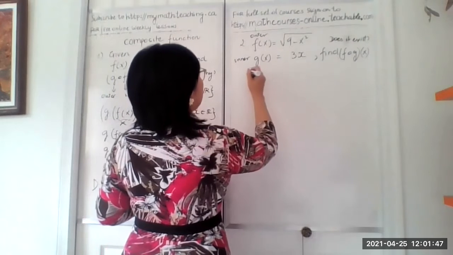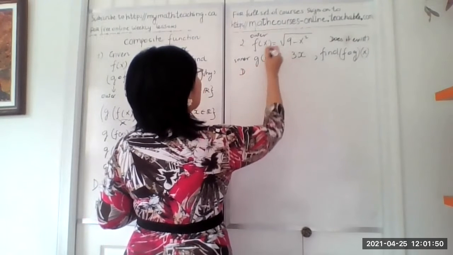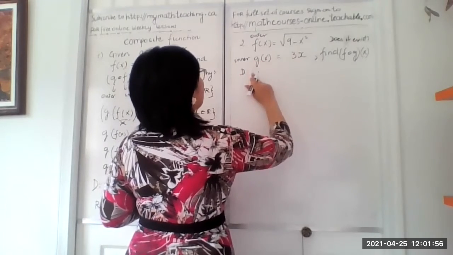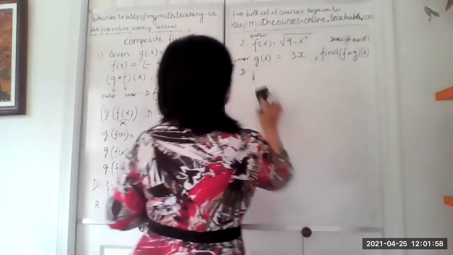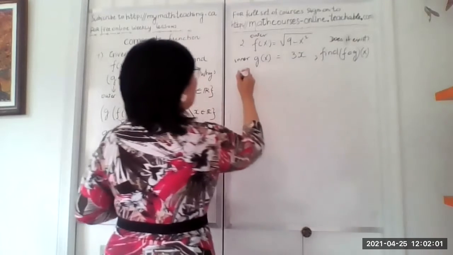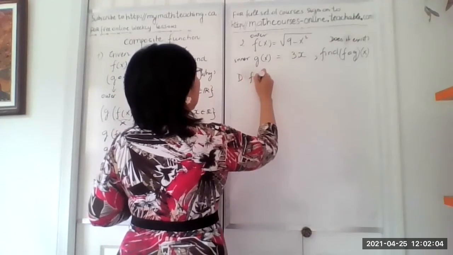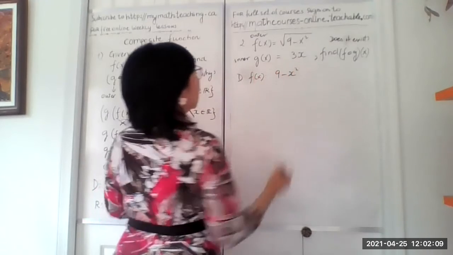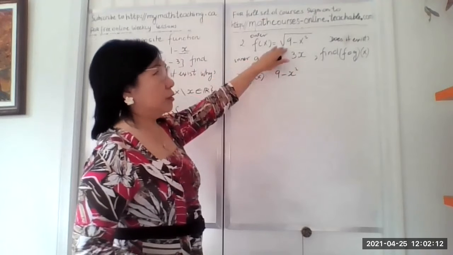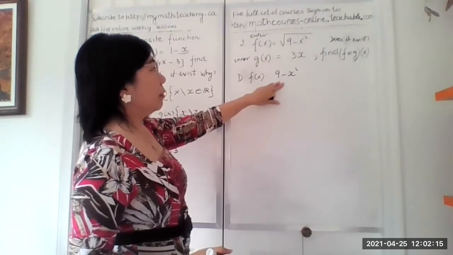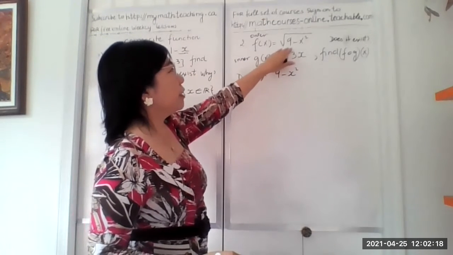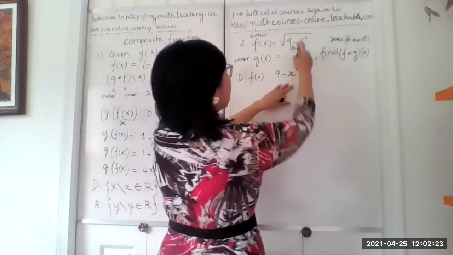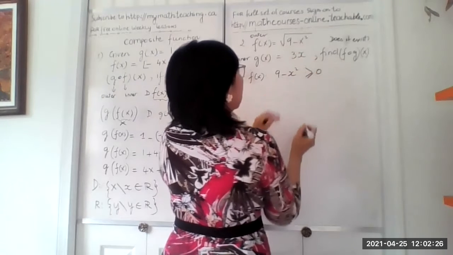Now, let's find out the domain of f of x. So the domain of f of x here is 9 minus x squared. Now this is the radical function. So therefore, we do not allow for any number inside the square root to become negative. So 9 minus x squared has to be bigger than or equal to 0.